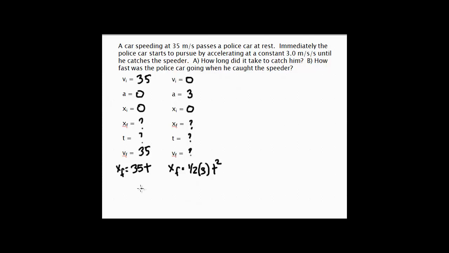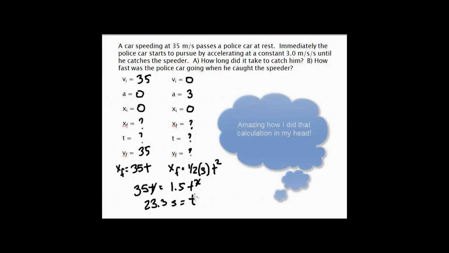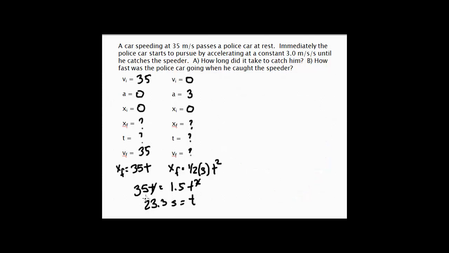And of course the key is that we can set these equal to each other, because when the police officer catches him, they will be at the same position. So we can set 35t equal to 1.5 t squared, and the t divides away, so we take 35 and divide it by 1.5, and we get 23.3 seconds is the time. So it will take the police officer 23.3 seconds to catch up to the speeder, and so that answers question A.